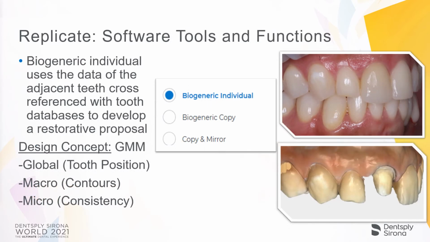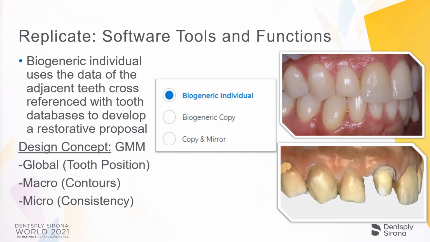So we're going to talk now about replicating some of the biological anatomy with software tools and functions that we will find. So biogeneric individual uses the data of adjacent teeth and it cross-references them to a database developed of a restorative proposal. So what design concept do I actually use?